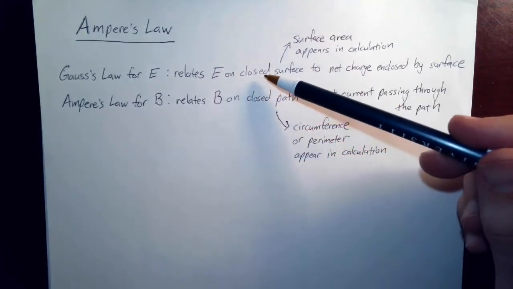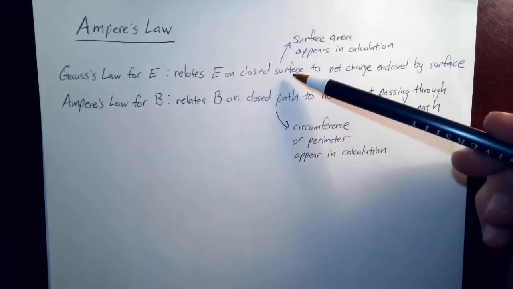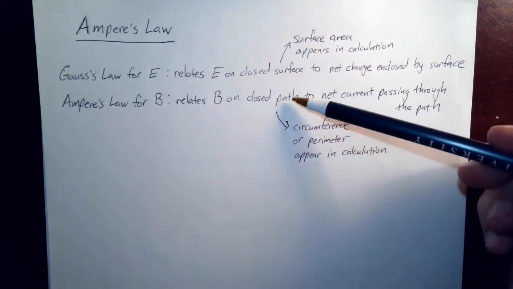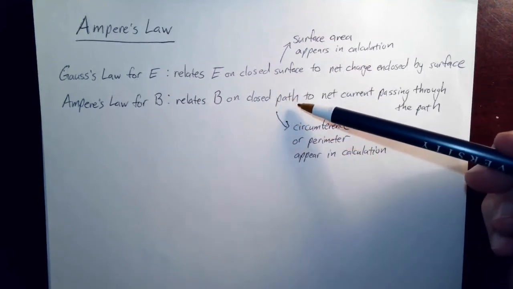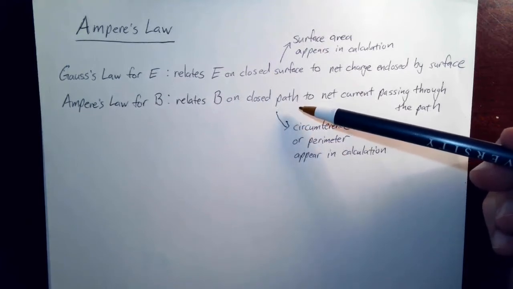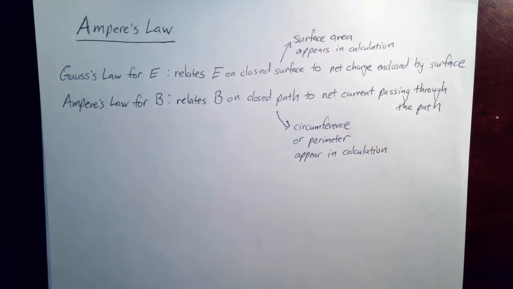And then closed surface means that the surface has no holes in it, effectively. A closed path, you could say it's a path with no holes, but what it is, it's a path that returns to the point where it started. So it's a complete loop, although it doesn't have to be shaped like a circle, but it's a complete loop.